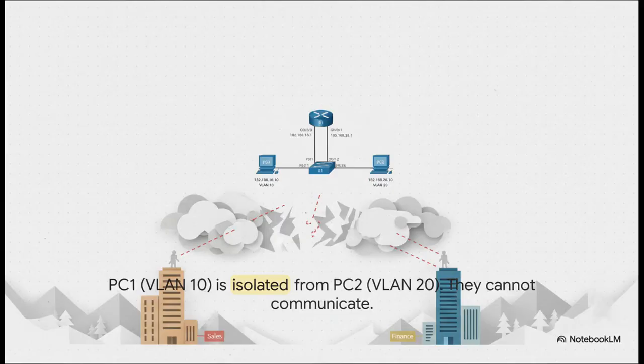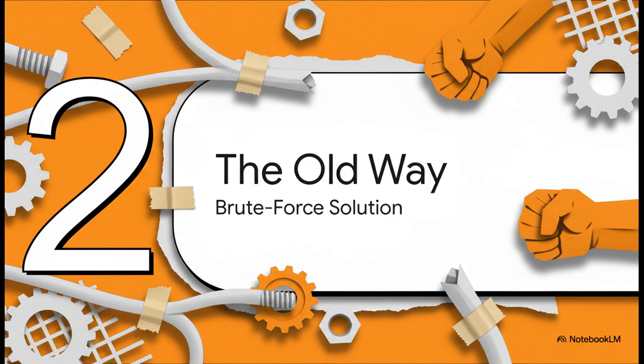And just like that, we've created our big problem. By default, PC1 over there in the sales VLAN has absolutely no way of communicating with PC2 in the finance VLAN. None. They're on the same piece of hardware, but from a virtual standpoint, they might as well be in different buildings on opposite sides of town. So the big question becomes, how do we let them talk, selectively, without just tearing down all the walls we just put up?